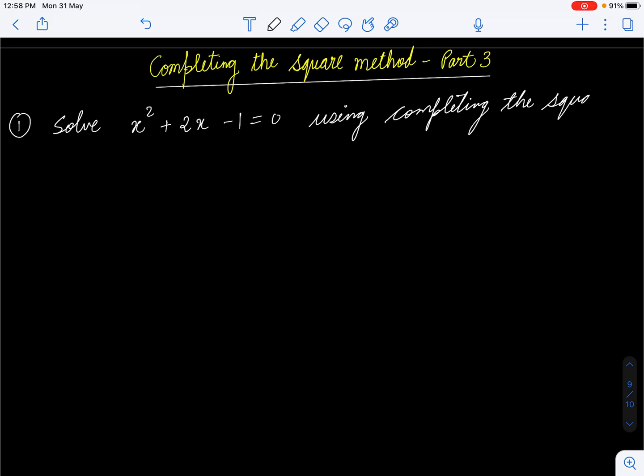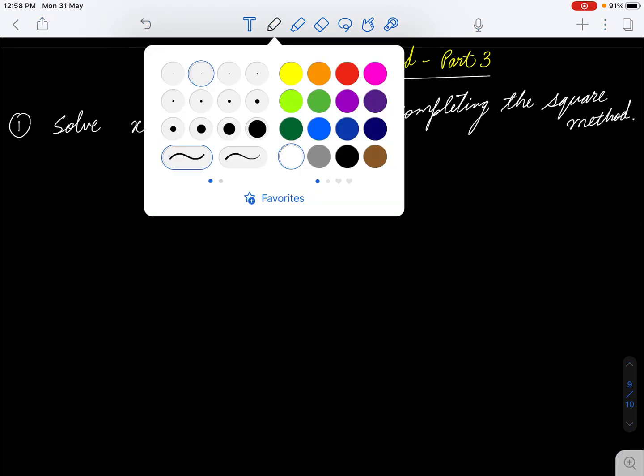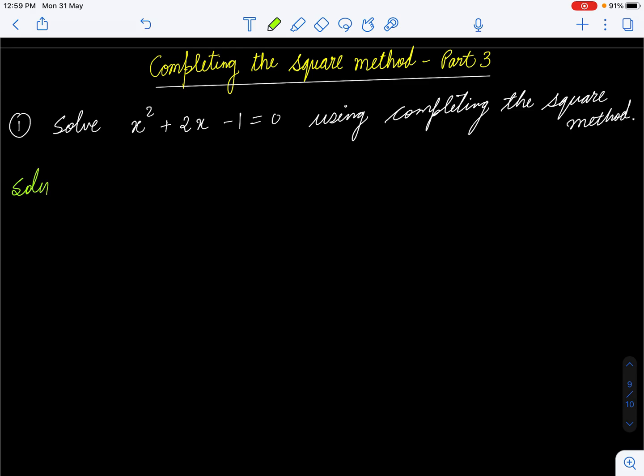Obviously, if a quadratic is given, we can solve it by making factors also, by using the discriminant formula also. But sometimes specifically they will mention that solve this using completing the square method. So we are going to do that. First step that we are going to do is the same thing. I can take x terms on one side and I will take the constant on the other side. So like this. LHS I have x terms, RHS I have constant, that is 1.